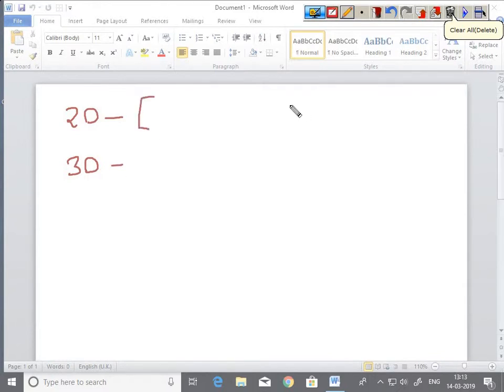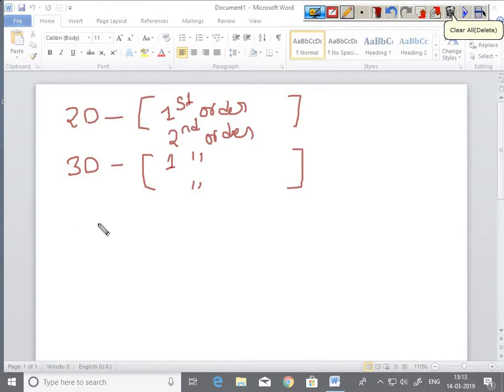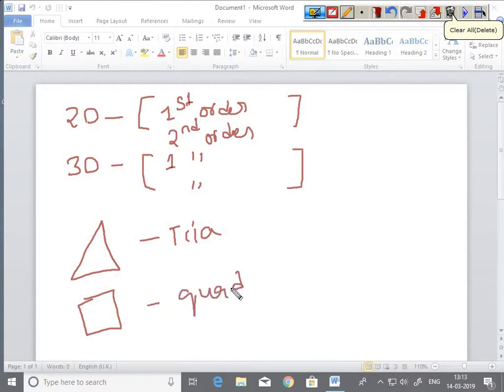In each of these you have two terms, first order and second order. In 3D also you have two types, first order and second order. First order means, if you have a triangle, we call it tria. If you have a square like this, we call it quad. Here you have a node at each corner. So how many nodes are there? 1, 2, 3 for tria, 1, 2, 3, 4 for quad. So this is first order.